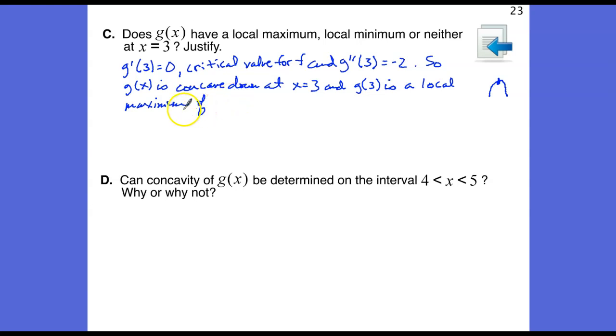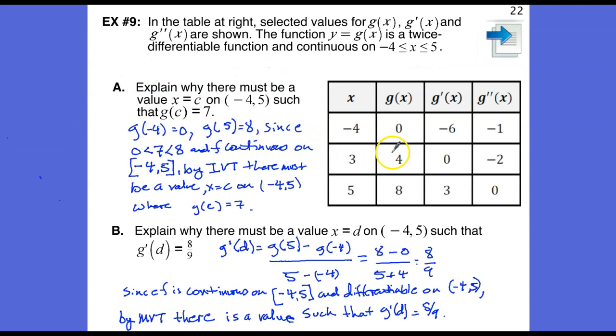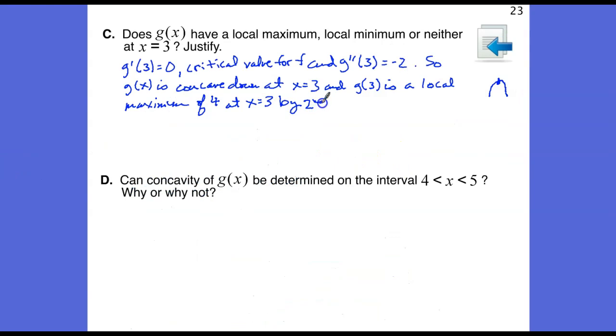And so that local maximum value is going to be the y value, which is 4 at x equals 3. And that's by the second derivative test. So all of the information we needed was in that table, and table problems are very popular on the AP exam.